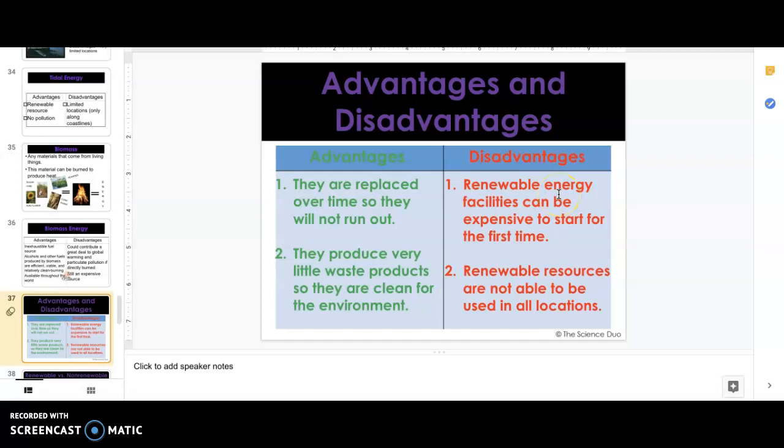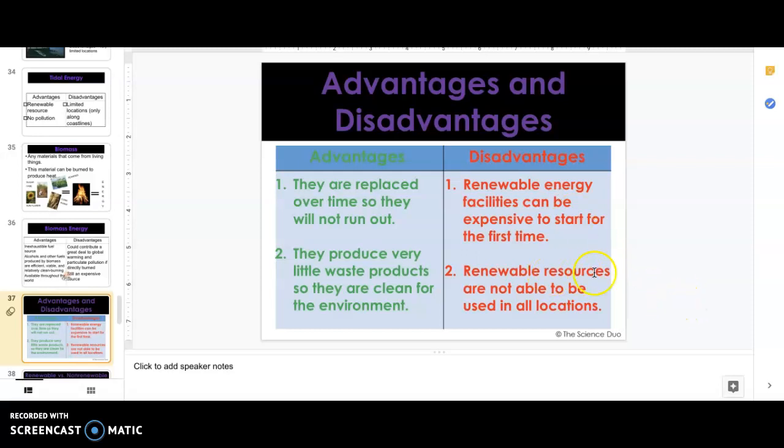Over the long term, they can become cheaper because you won't be using a lot of coal or oil or natural gas. So over the long term, you may save money even if you have to pay more initially.